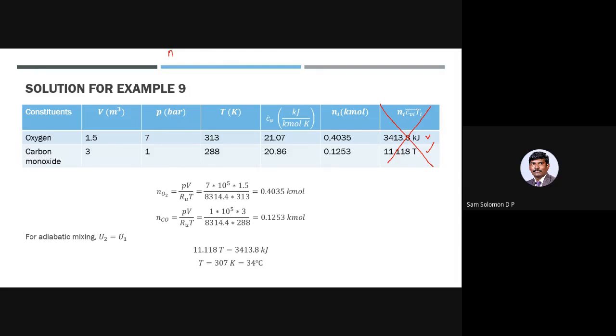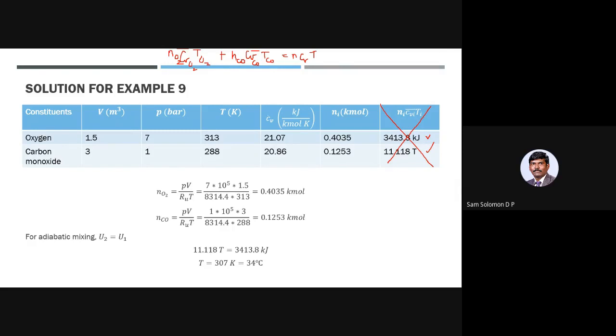What we wrote in the previous slide was N of oxygen into CV bar of oxygen into T of oxygen, plus N of carbon monoxide into CV bar of carbon monoxide into T of carbon monoxide, is equal to N CV into T. Okay, so let's see if we are getting the same value here.